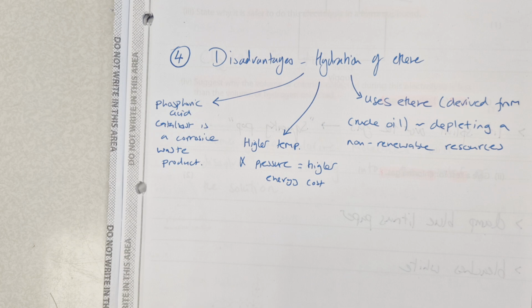The higher temperature and pressures required will increase the cost of the process. And finally, we're using ethene derived from crude oil as the main feedstock chemical, and that's going to deplete this non-renewable finite resource pretty rapidly over time.